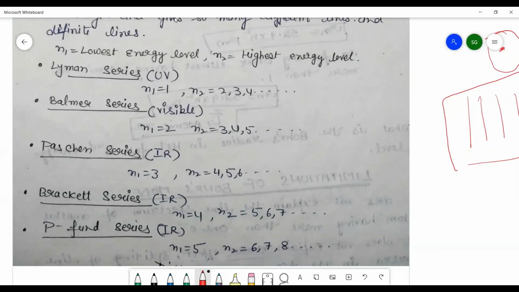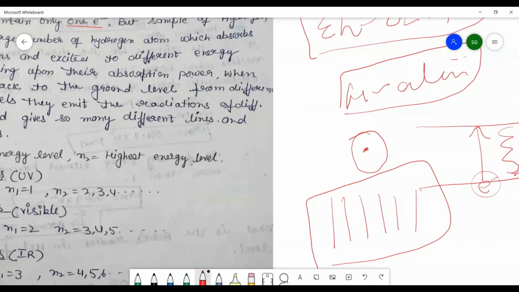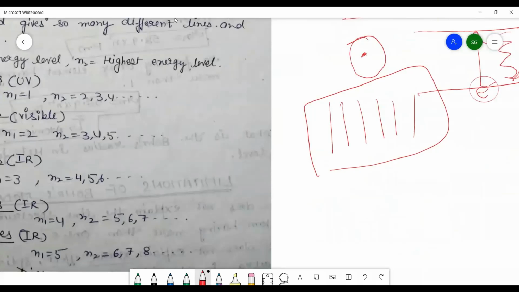So this is how you separate the series: the various definite lines we get in the hydrogen spectrum fall in 5 main series: Lyman series, Balmer series, Paschen series, Brackett series and Pfund series, which is very important from the MCQ point of view and for case study questions.